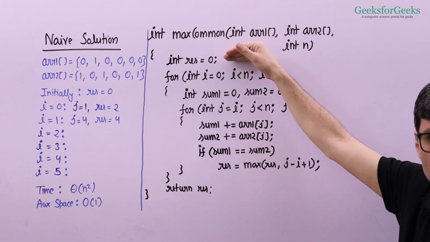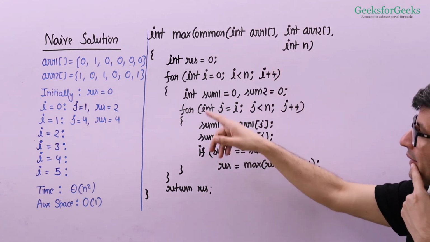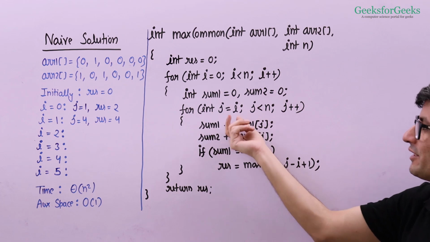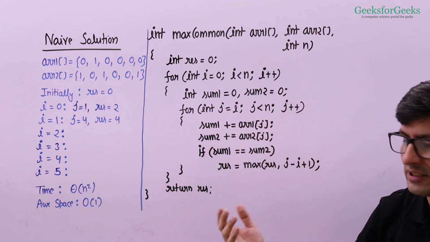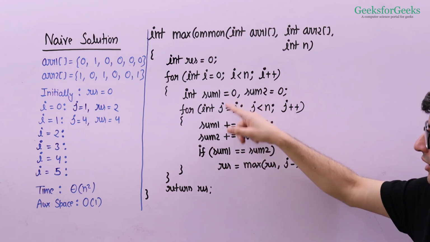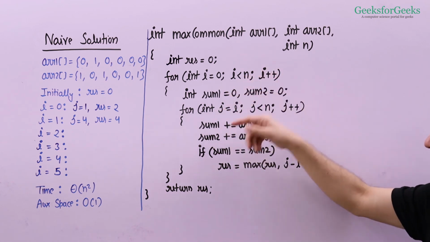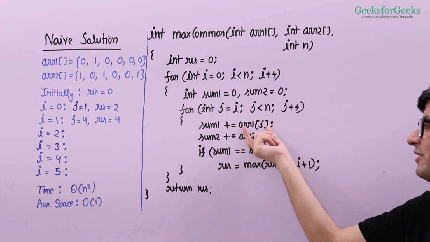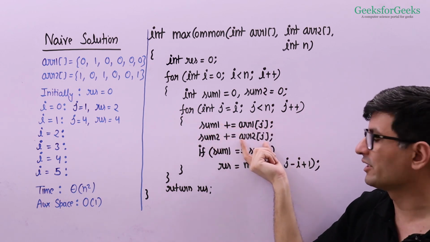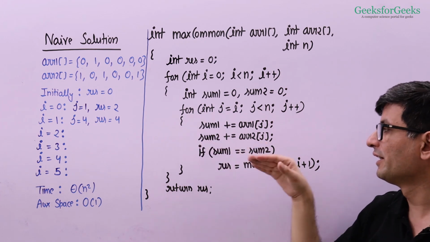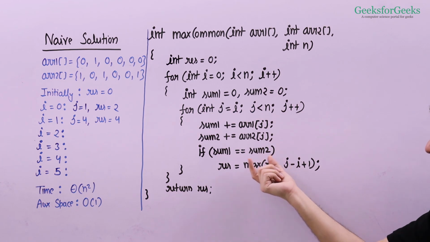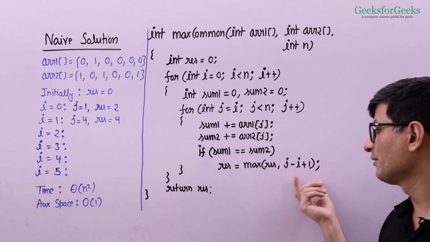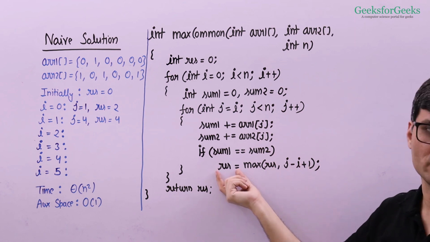So what are we doing in this implementation? We first initialize the result as 0, right? Then we run a loop for every element. Basically, we generate all the subarrays, right? j is the ending index, i is the starting index. For every subarray, we compute the sum, right? For every element that we traverse, we keep on adding arr1[j] to sum1 and arr2[j] to sum2, right? And if they become same, then we compare j minus i plus 1, that's the length of the subarray beginning with i and ending with j, with the result. And if the length is more, we update the result, right?